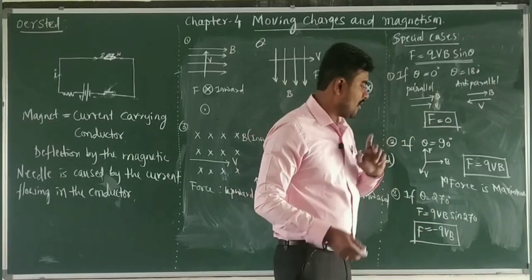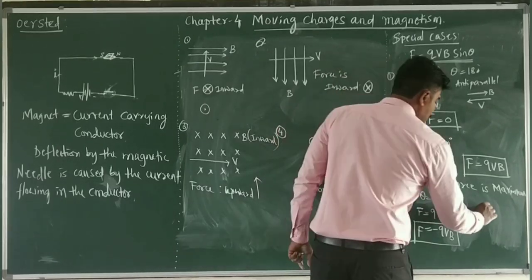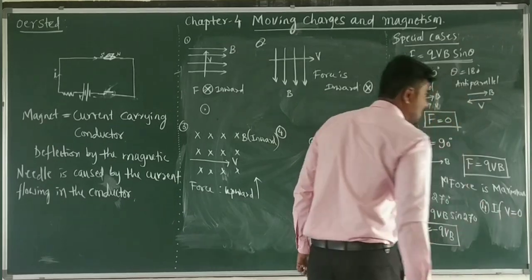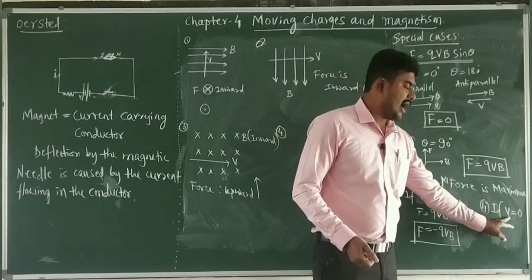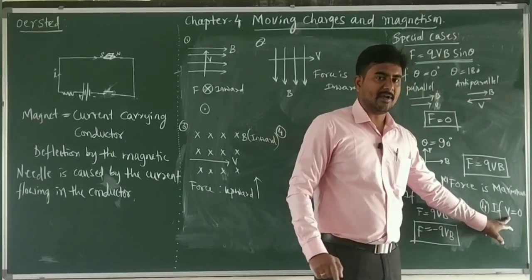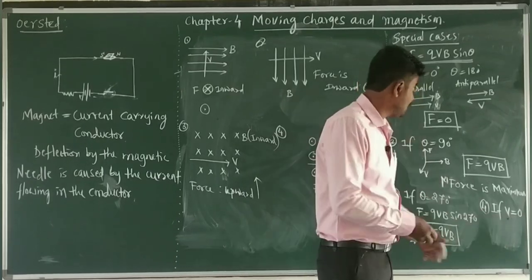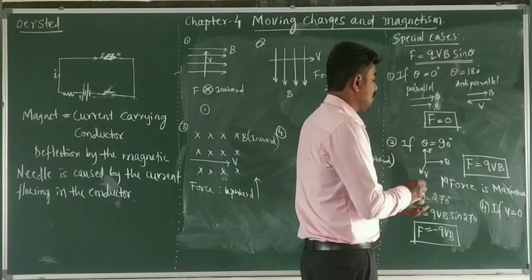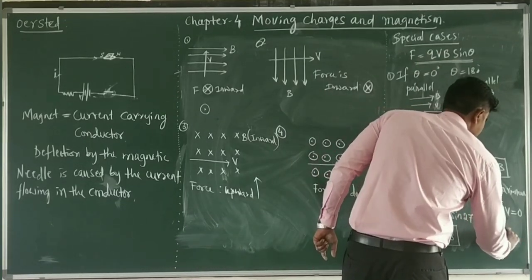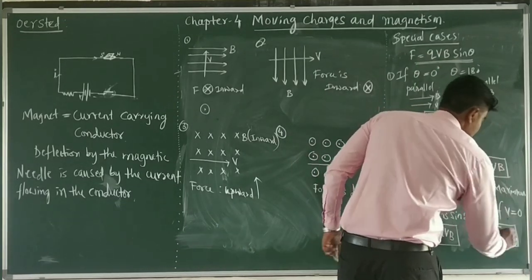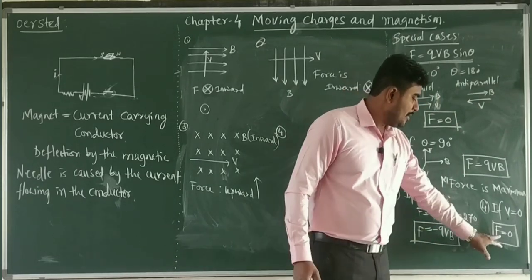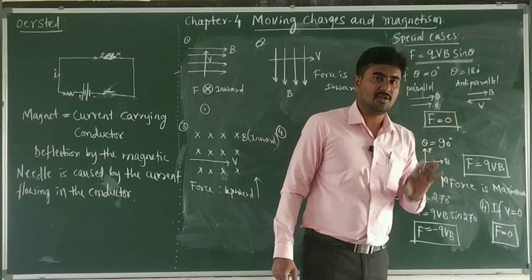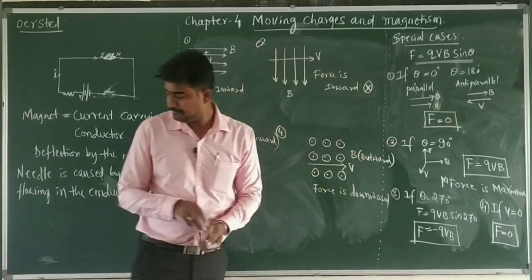And one more important point, fourth point: if V is equal to 0, it means the charge is not making any movement. It means it is not in motion. Then if V is 0, the entire thing is going to be 0. Then also force is 0. To have magnetic force, the charge has to be in motion. It is compulsory.